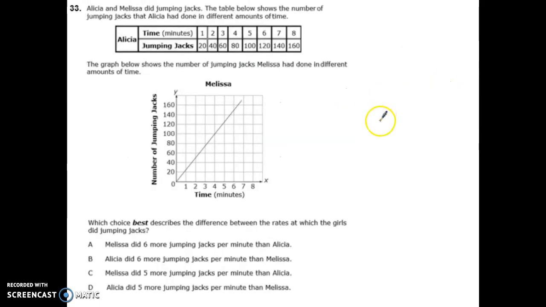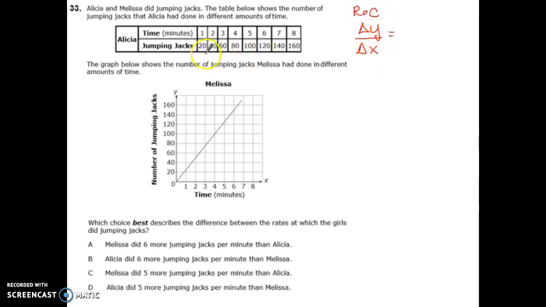All right, 33. Alicia and Melissa are doing jumping jacks. This is Alicia's table. This is Melissa's graph. It asks which choice best describes the difference between the rates of change at which the girls did jumping jacks. Well, we can put this in my calculator, or we can understand that rate of change, or slope, is change in y over change in x.